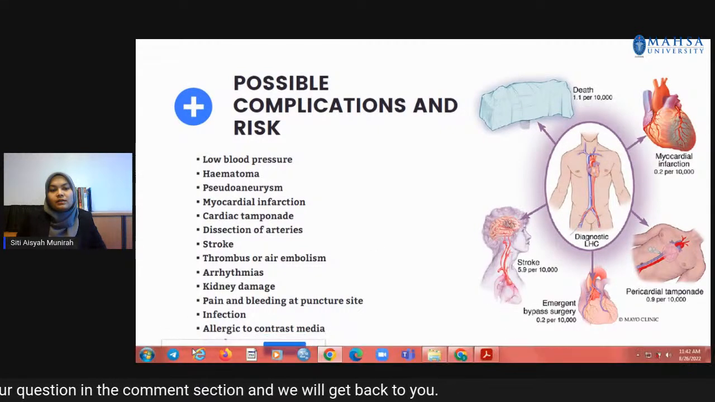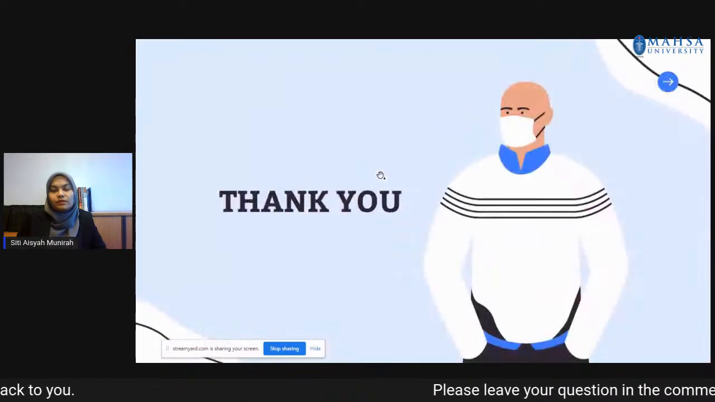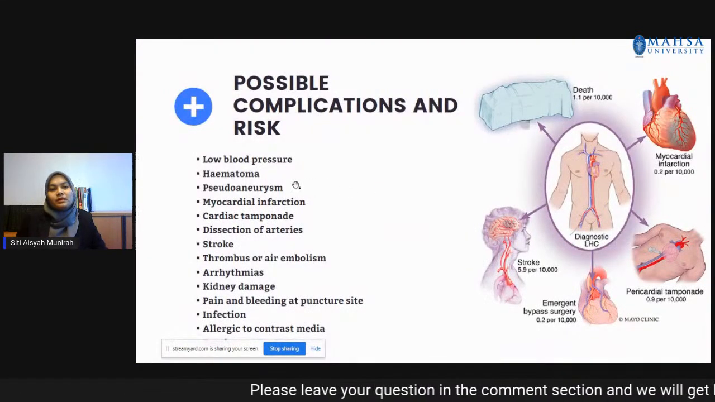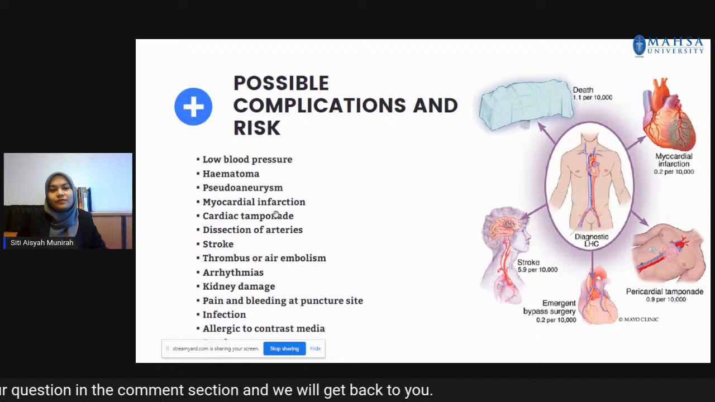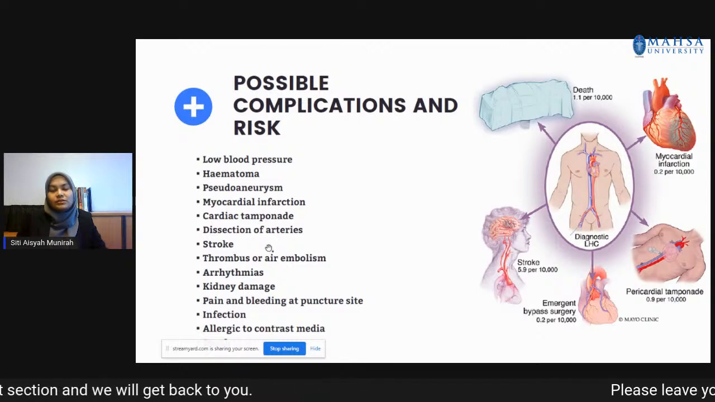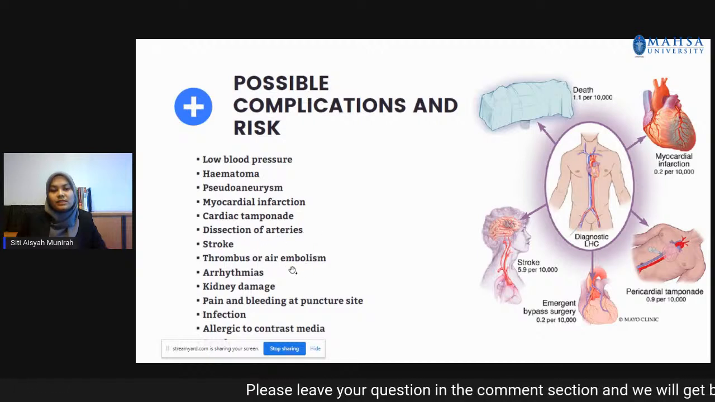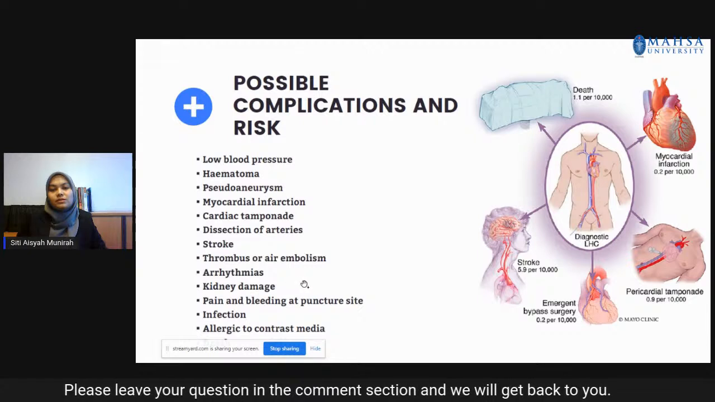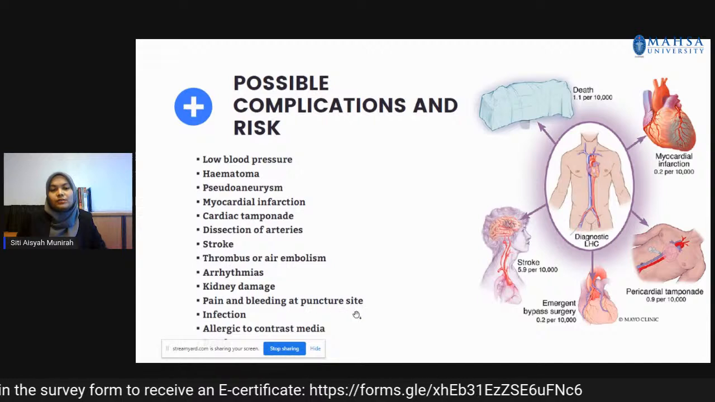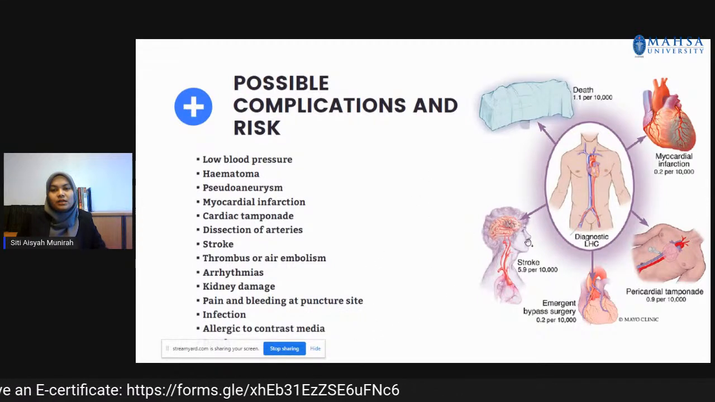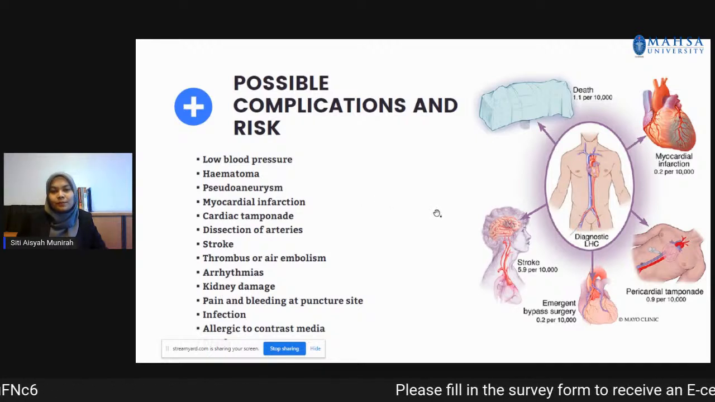And then coronary angiography is also associated with a few complications and risks. For example, low blood pressure, hematoma, aneurysm, myocardial infarction, cardiac tamponade, dissection of the artery, which basically means a tear of the artery, stroke, thrombus and air embolism, arrhythmia, kidney damage due to the use of the contrast media, pain and bleeding at the femoral site, infection, and allergy to contrast media. And this image shows the possible complications and risk factors associated with coronary angiography.